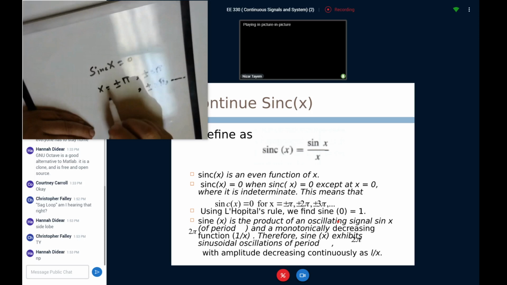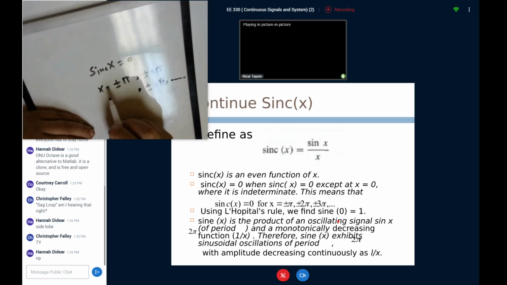That's why if you look at the graph here, it equals 1 when x equals 0. But when x is an integer multiple of pi, like pi, minus pi, minus 2 pi, 2 pi, it's going to be equal to what? It's going to be equal to 0. Is it clear? Okay. Got it.